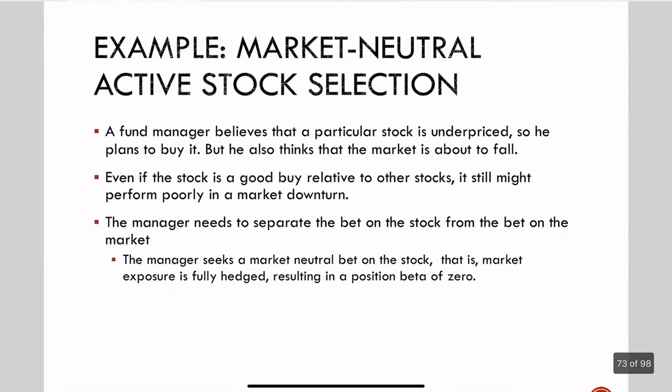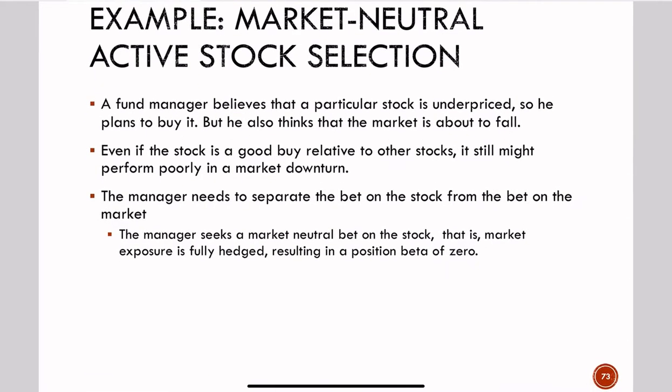Okay, now let's see a second example about hedging against the market risk. Here we are talking about the so-called market neutral active stock selection. The idea is like this. I'll give you a more concrete example. Let's say you think Google stock is underpriced. Since it's underpriced, now you want to buy it, right? So your action would be buy it.